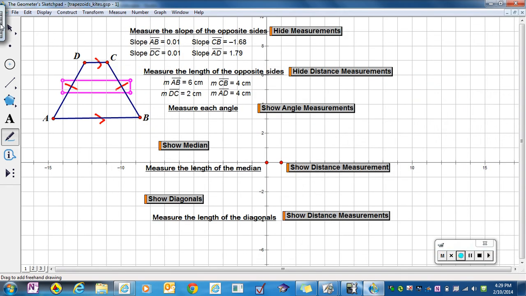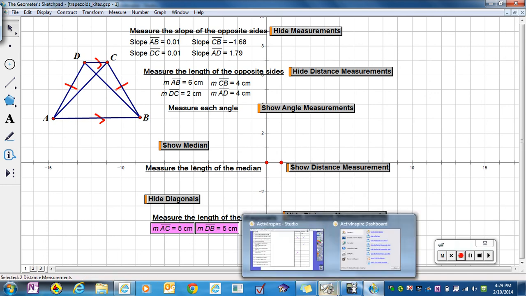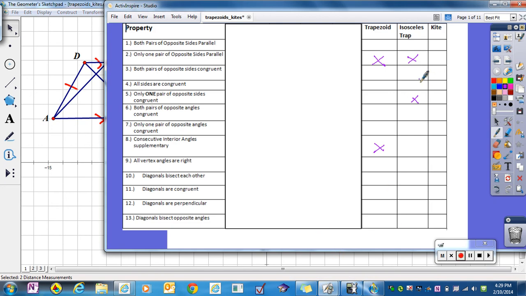Let's skip the medians for a second, and let's jump down to the diagonals. If I show the measurement of my diagonals, you notice that they're exactly the same. So another property I can check off for an isosceles trapezoid is that now the diagonals are congruent to one another.